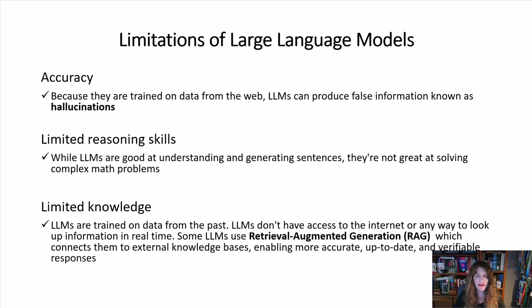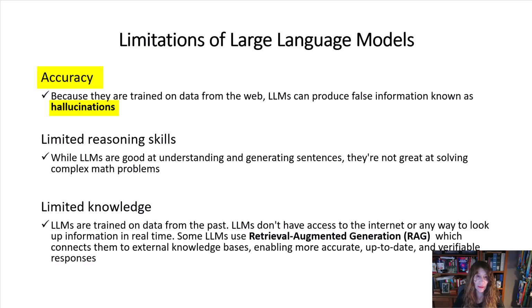There are some limitations of large language models, so keep this in mind when using ChatGPT, Gemini, or another AI tool. Number one is accuracy. These models are trained primarily on data from the web, and anybody can publish anything on the web. That does not mean it's true or accurate. Therefore, LLMs can produce false information. This is known as a hallucination.